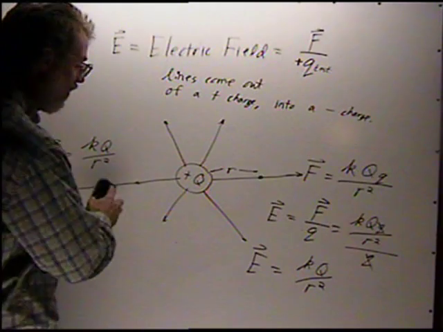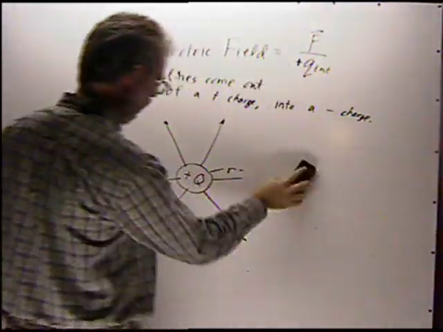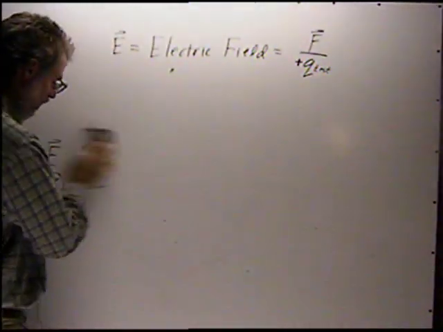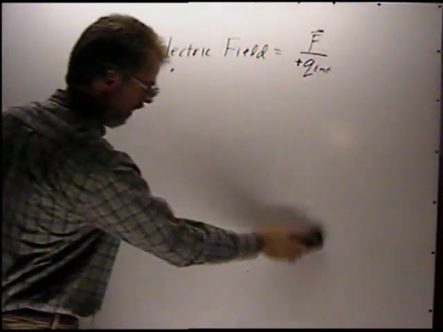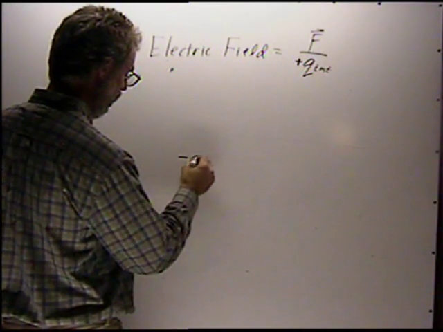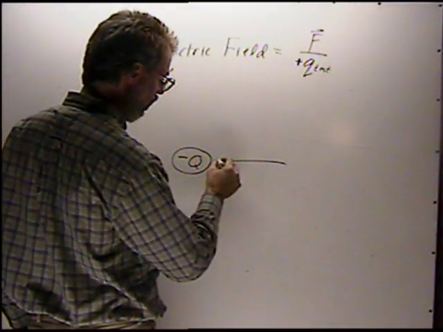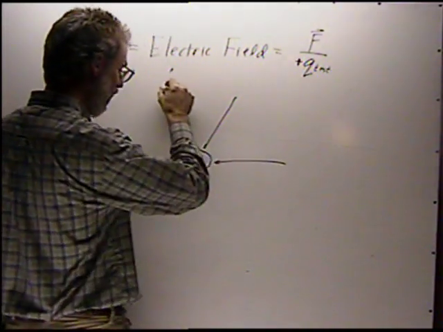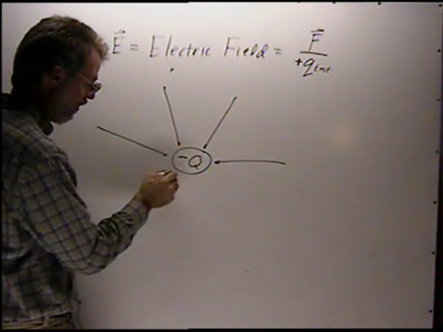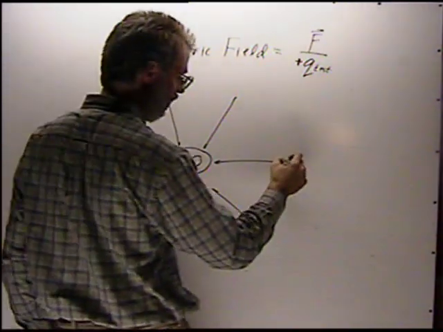Okay. Well, suppose I now had a negative charge. That's for a positive charge. If I had a negative charge, say this was a negative Q, the electric field lines come into a negative charge, so it would be the exact same thing. It would look just the same, except the direction of the electric field lines are coming in and not out. The electric field is exactly the same.